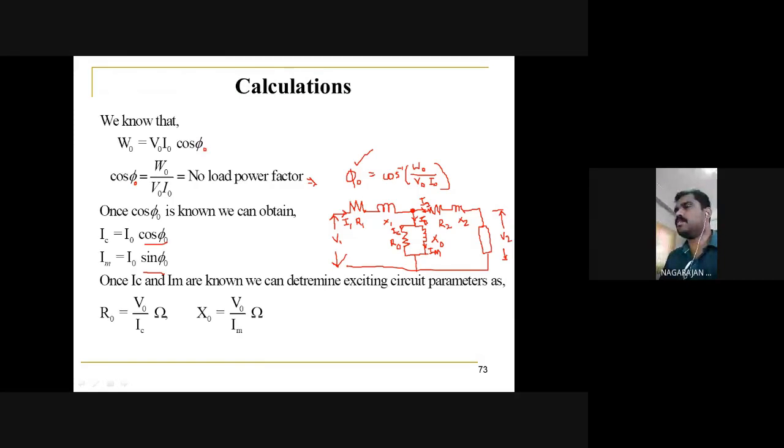Sometimes we draw the equivalent circuit referred to the primary side or referred to the secondary side. In that case, only the notations of the component values will vary. If you refer the equivalent circuit to the primary side, it will be denoted as R2 dash and X2 dash. If you draw the circuit referred to secondary, this will become R1 dash and X1 dash. So what I have drawn here is a general equivalent circuit of a transformer.